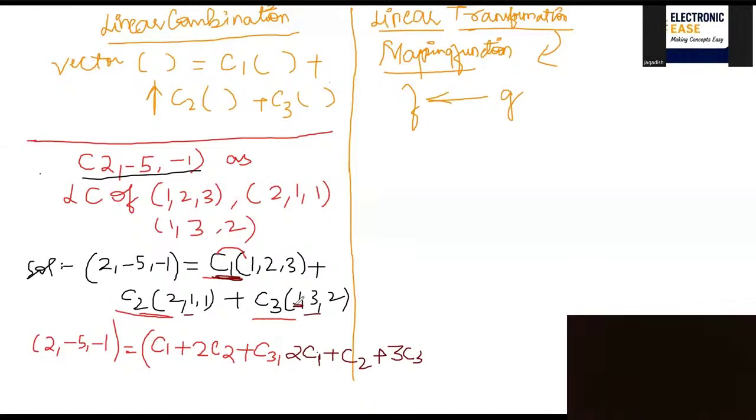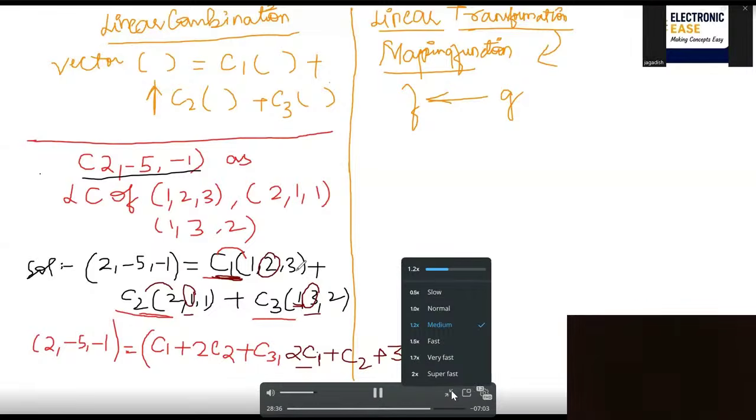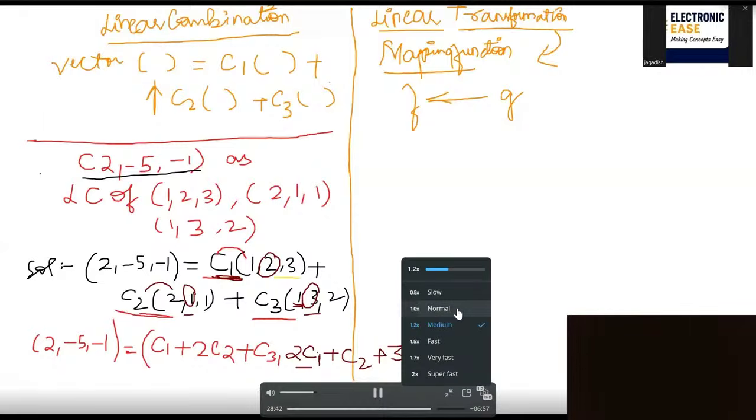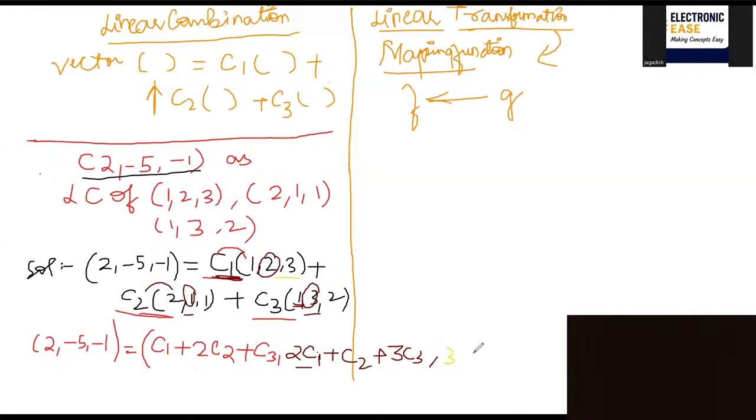Next, you have to take the second element: 2C1. Here, what is the second element now? C2. Plus, what is the third element over here? Plus 3C3. Next you tell the next vector: 3C1, very good, 3C1 plus C2 plus 2C3.